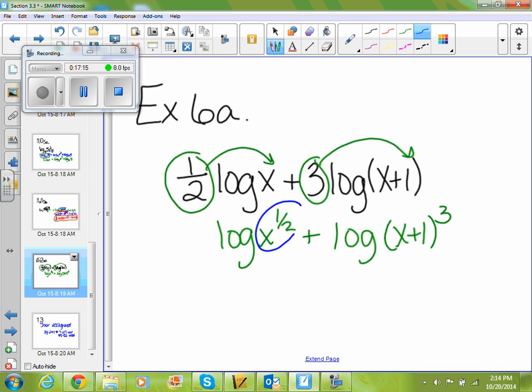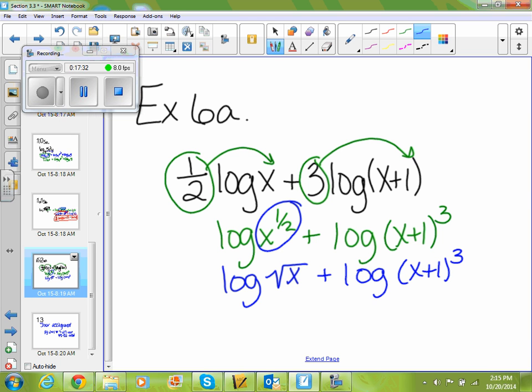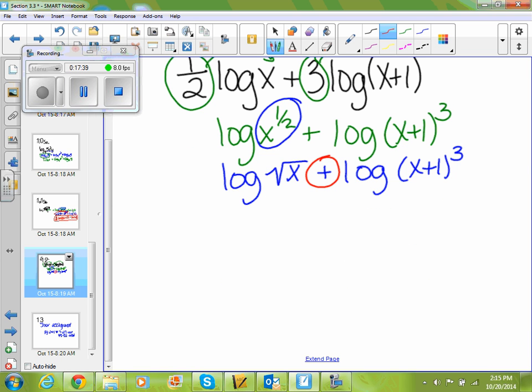And then since I'm working backwards, I'm going to take this and I'm going to make it a square root. So this is like log of square root of x plus log of x plus 1 cubed. And then the last step is that I know that I can combine addition to actually be multiplication. So this would become log of the square root of x times x plus 1 cubed.